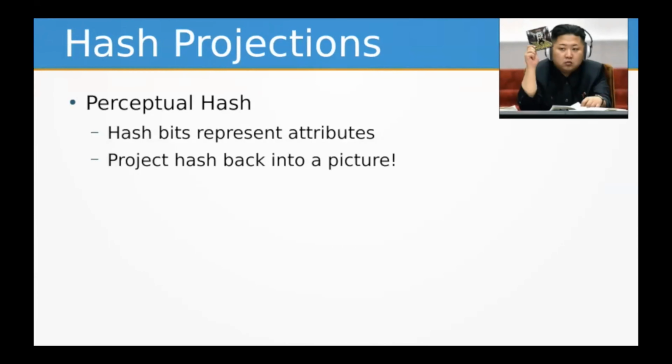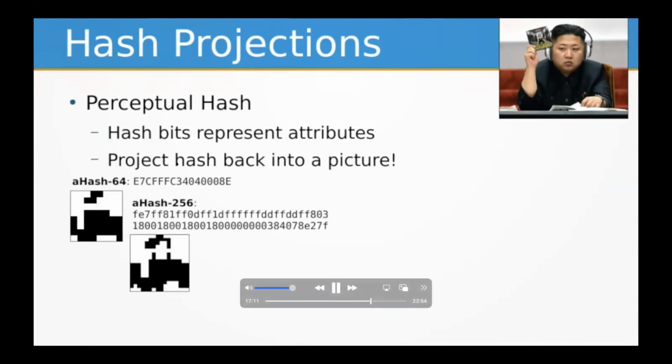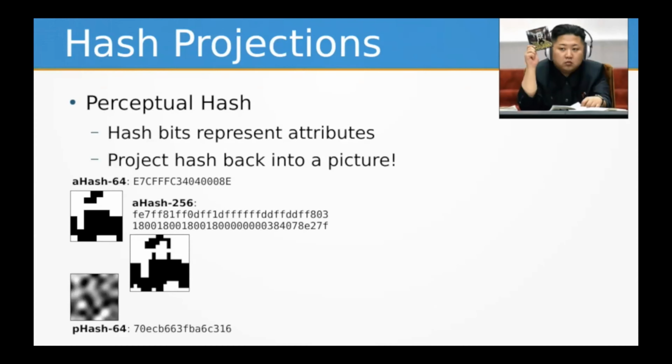The 256-bit version of aHash contains more bits. It can be used to project a 16 by 16 pixel image. More bits means the projected image has higher resolution. pHash stores bits that represent the lowest frequencies in the picture. This may look like blobs to a person, but to the computer, different images result in different blobs. In general, fewer bits result in less projected resolution. You won't get a recognizable image from a hash that stores 64 or even 256 bits.